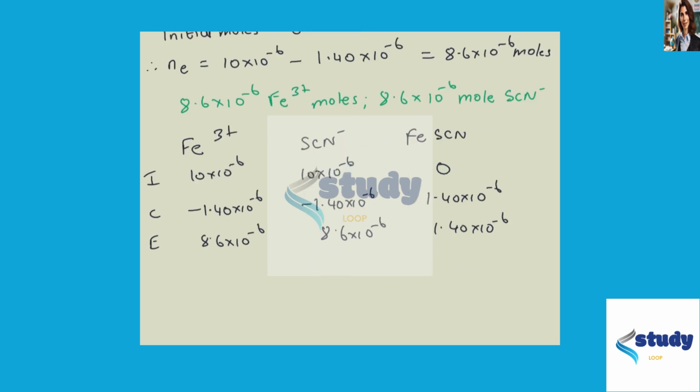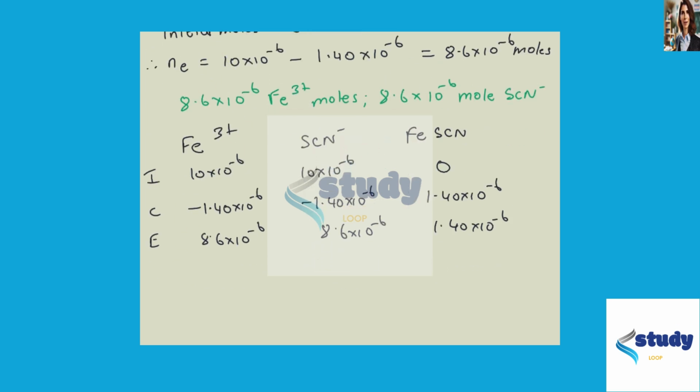And Kc would be equal to 1.40 × 10^-6 divided by 8.6 × 10^-6, the whole squared, which is equal to 1.89 × 10^2.